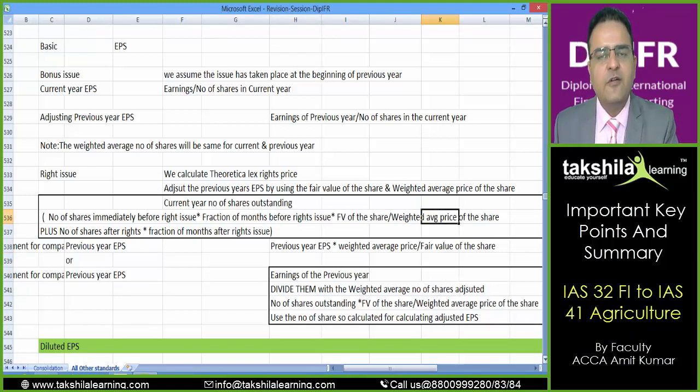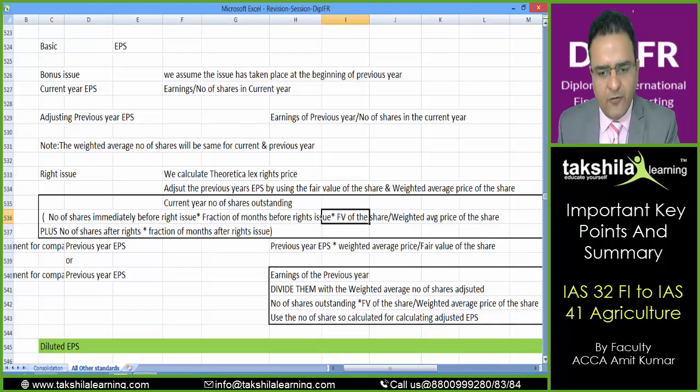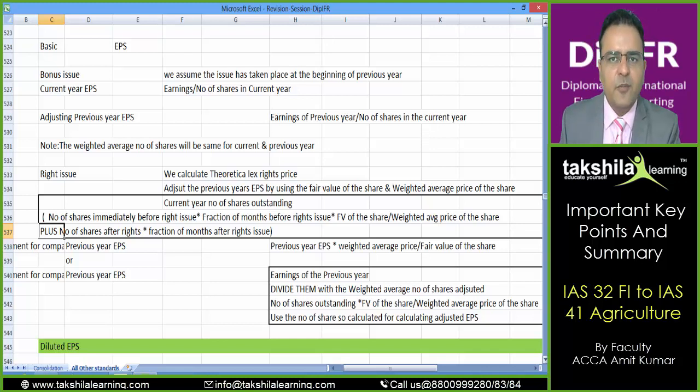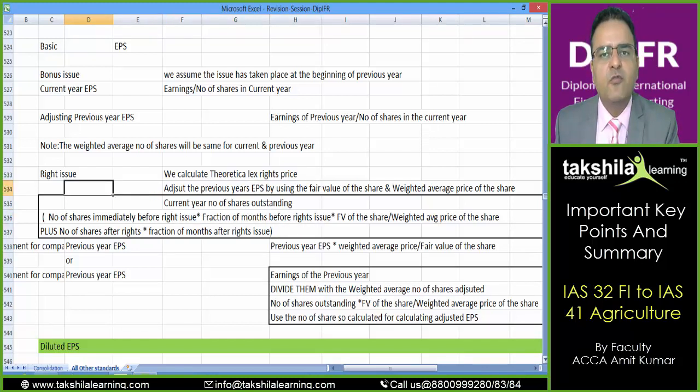What if the fair value of these shares in the market is 6 and if we are getting it for a price of 5, how many more shares we could have bought? So we adjust the number of shares immediately before the rights issue with these fractions of fair value and weighted average, plus number of shares after the rights issue, we all know, has increased in number and they remain for the remaining part of the year. So number of shares after the rights issue into fraction of months after the rights issue, this is the total number to be used as denominator for calculating the EPS in case of a rights issue.